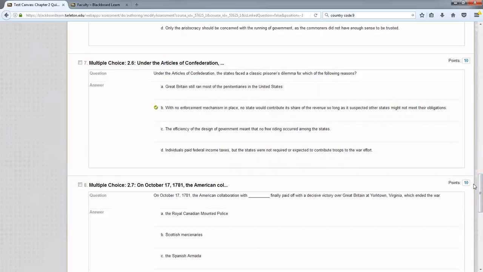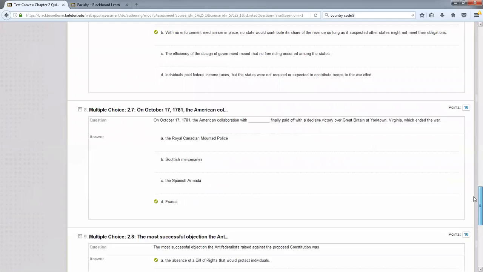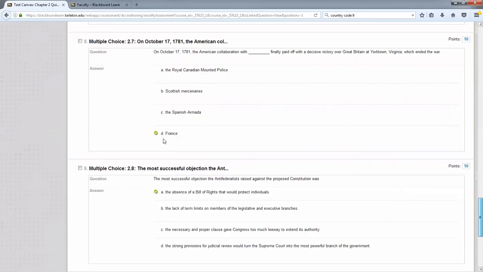On September 17, 1781, America, in collaboration with the French, finally won a decisive victory over Great Britain. It was the French, D.